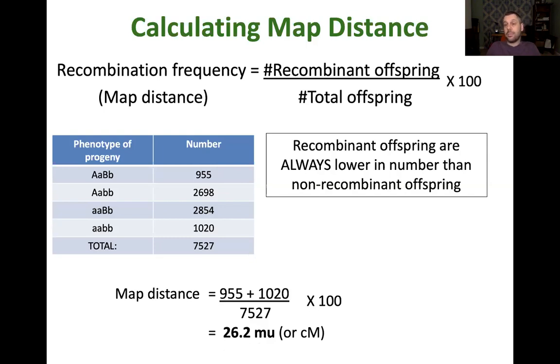So that part of the math is pretty easy. So that's how you answer questions on linkage and mapping.